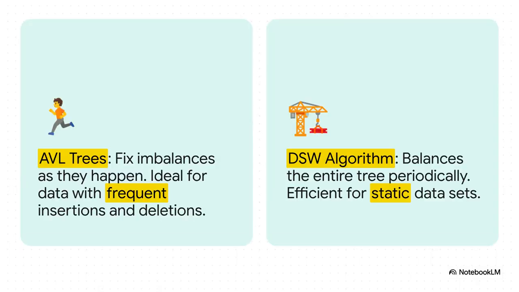So now we have two very different solutions on the table. The AVL tree is your go-to for dynamic databases where data is flying in and out all the time because it fixes problems as they happen. The DSW algorithm, on the other hand, is way more efficient if you're just going to load a huge amount of data once and then search it over and over. It's all about picking the right tool for the job.